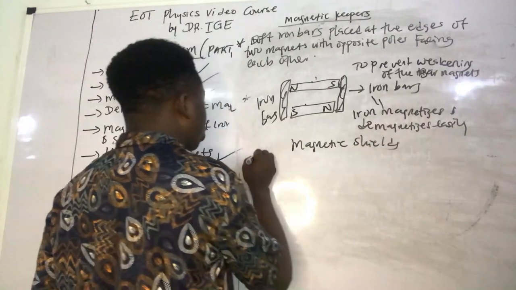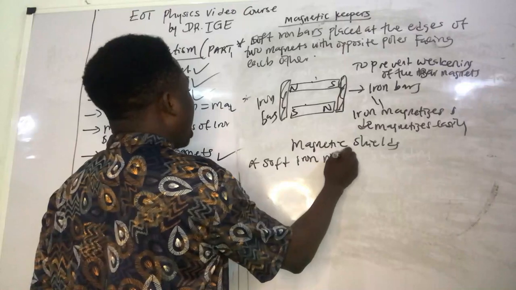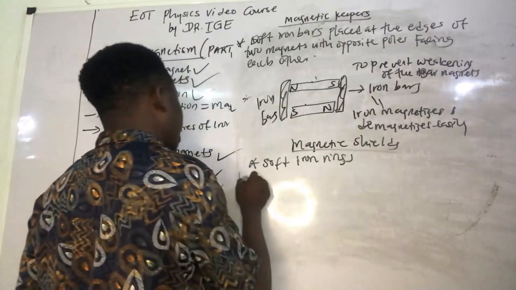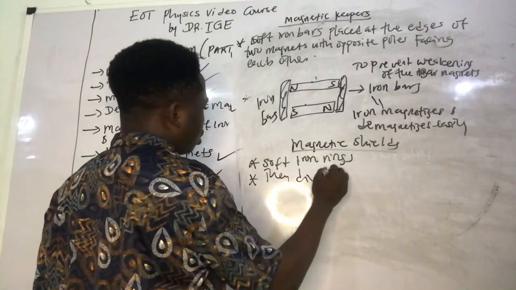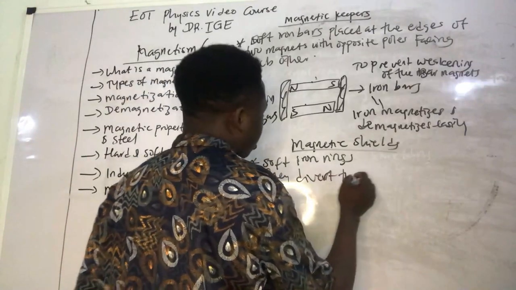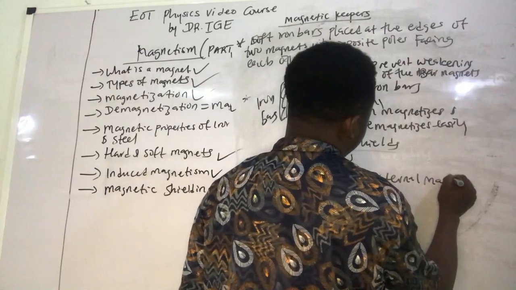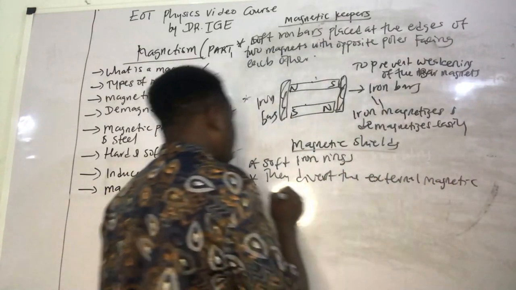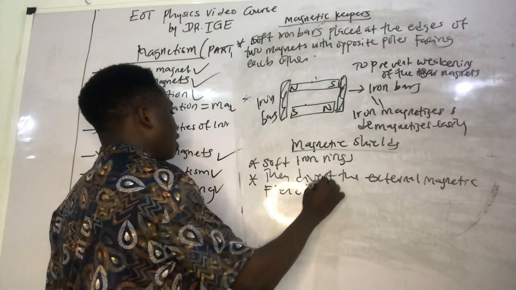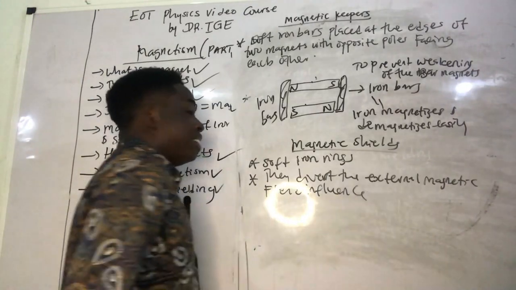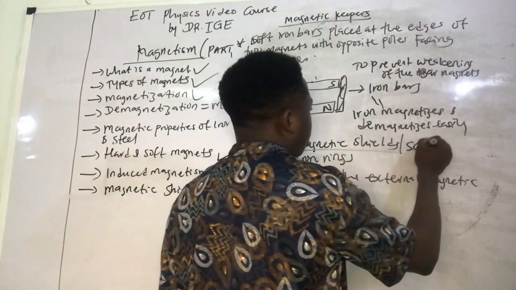They are also made of iron, but these ones, they are what? They are soft iron rings. And then, please take note that the iron's duty is to what? They divert the external magnetic field. External magnetic induced field influence, rather. Okay, that was better. So they only divert it, and they use magnetic sheets or screens.